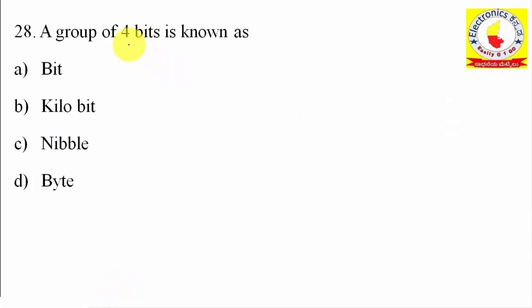Now they are asking, the group of 4 bits is known as. It is known as nibble. Bit means only one value, either logic 0 or logic 1. In short, it is 0 or 1. Kilobit, kilo means 10 power 3, it is 1024. Byte means 8 bits of information, so 8 bits I am going to define as a byte. Similarly, you have to define what you mean by word. So here the suitable option is option C.